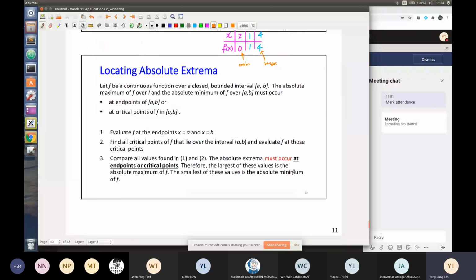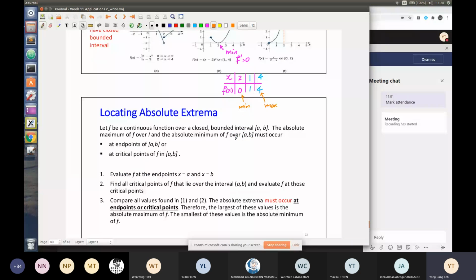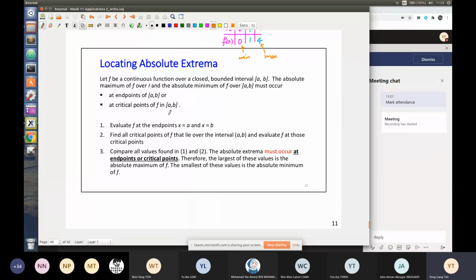So practically, if you look at all the different cases here, I just want to illustrate that when you have a closed bounded interval with a continuous function, you are definitely going to get some min and some max. That's your extreme value theorem. So this is actually the 3 steps that I've illustrated just now. It's just that maybe the order is different, but the idea is the same. Evaluate f at the endpoints. After that, find all the critical points of f, and then subsequently just do a comparison.